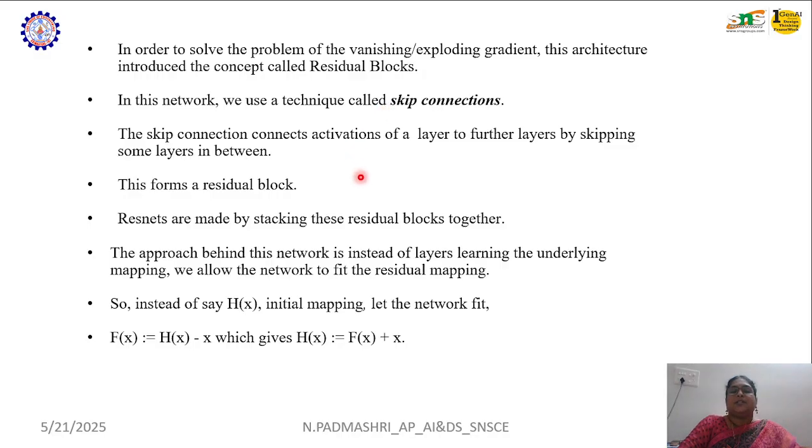Okay, the skip connection connects only the activation layer with a further layer by skipping some of the layers in between. Understand? There will be several layers. As we all know, a convolutional neural network has several layers. So how do we reduce the number of layers? Some layers will be working and some layers will not be working because of so many issues that we will discuss later.